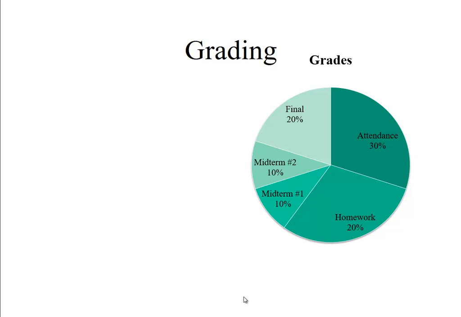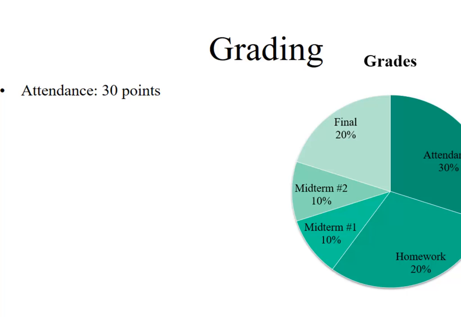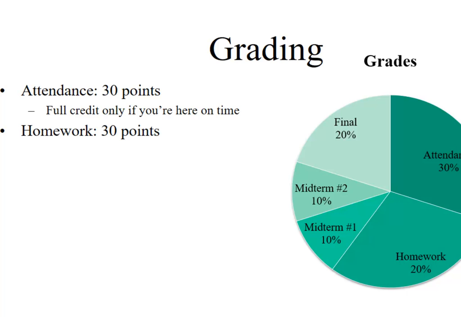Grading in this class is pretty straightforward. Attendance is worth 30 points. We're going to be doing a lot in class, not just lecture, but a lot of exploration. Full credit only if you're here on time. Homework is worth 30 points. There's quite a bit of it, and that will come in a couple of different formats. Some Word documents that you can fill in and then submit in D2L, and also some quizzes to help you get ready for the big exams. And we'll assign due dates as we go on those.